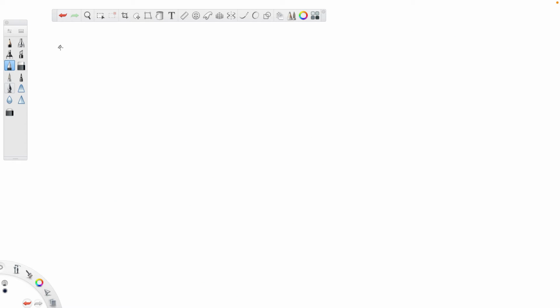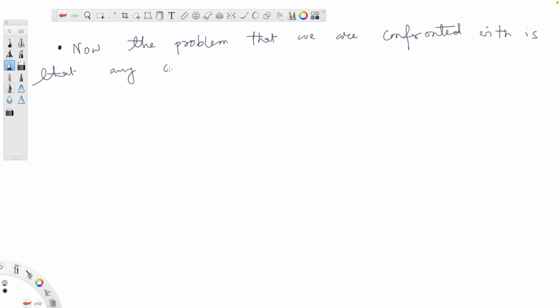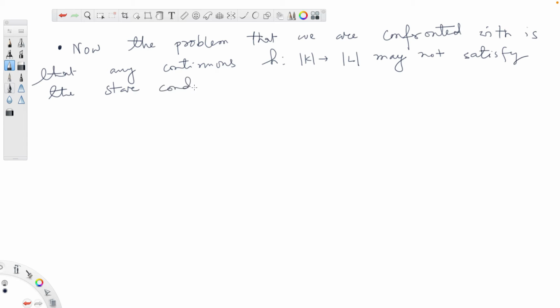Now, this is another fact. Now, the problem that we are confronted with is that any continuous map H from mod K to mod L may not satisfy the star condition relative to K and L, in general.